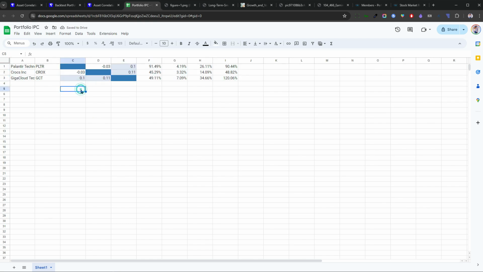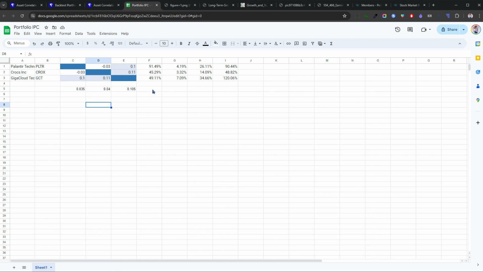And then with the remaining numbers, you want to type in the formula equals sum bracket, highlight the 3 cells, close it off with another bracket, divide by 2, because there's 2 different numbers. Then you want to highlight that cell and drag it across. And so that's the IPC for each stock. Palantir, positive 3.5%, Crocs, positive 4%, GigaCloud, positive 10%.